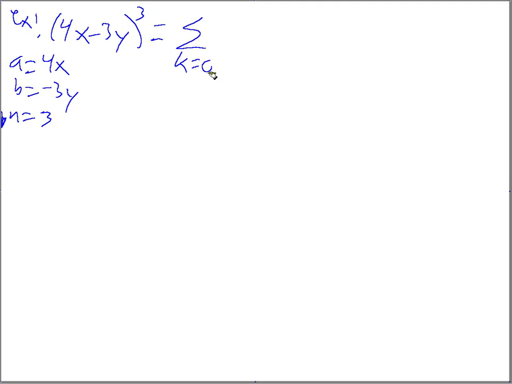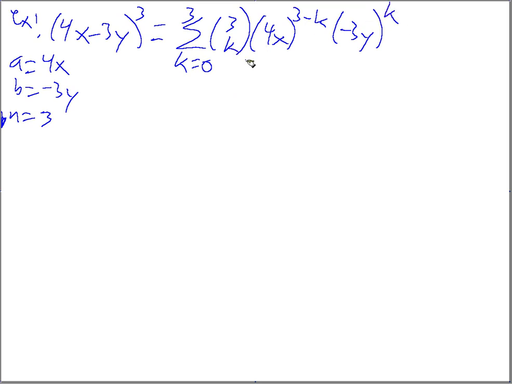K going from 0 to what? 3 in this case, my n, right? 3 choose k of what? 4x to the 3 minus k. Again, first term. The power is always the difference of these two numbers. And negative 3y, same as the lower number k. Alright? Now we have to write this out.